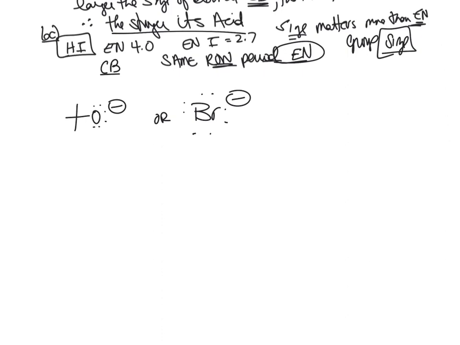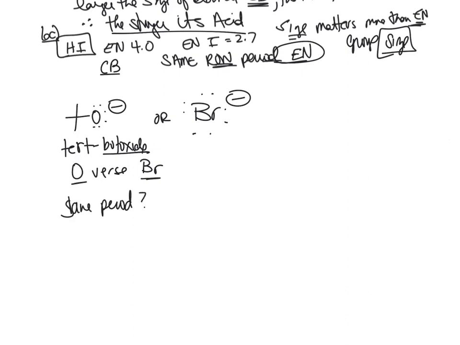Okay, and so do you understand that you're comparing the oxygen versus the bromine? This is called tert-butoxide. We're going to start learning how to name compounds the next lecture. So you're comparing oxygen versus bromine. Are these in the same period? No. Okay, so we're not going to look at electronegativity difference.